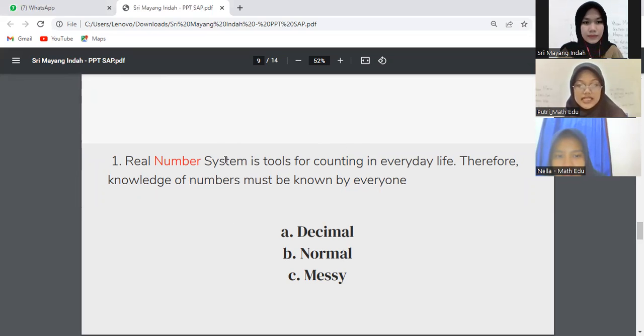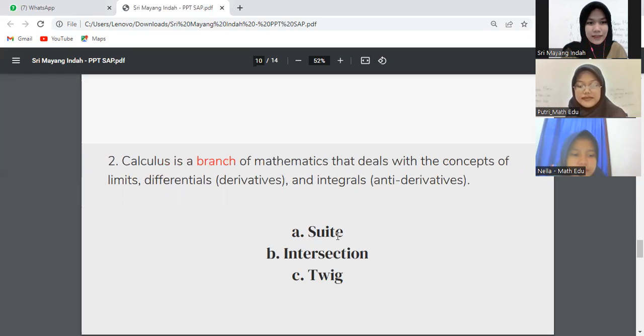Real number system is a tool for accounting in everyday life. Therefore, knowledge of number must be known by everyone. So the answer is A, decimal. A great answer, Putri. So the answer is decimal. Next one. Who is gonna answer the second question?